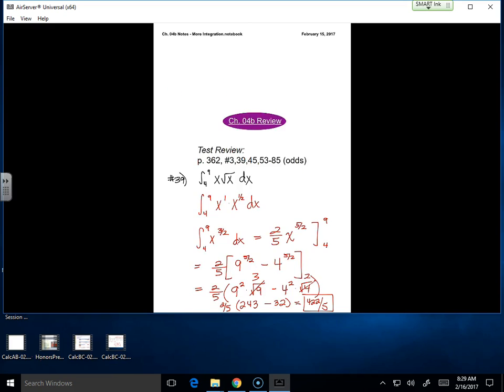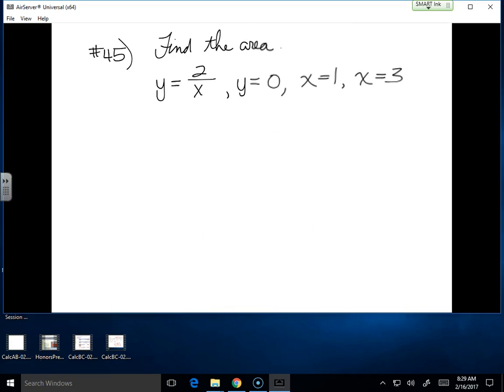All right. You guys have a question on number 45. Find the area under the curve. What is going on in this picture? Don't we basically have this and this? And then they tell us, okay, cut it off at y equals 0, cut it off at x equals 1 and x equals 3, and then take the graph, whatever's in between, which will be something like this.